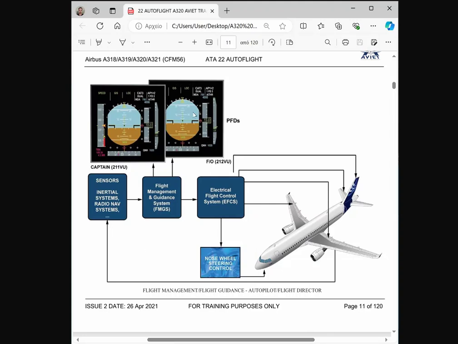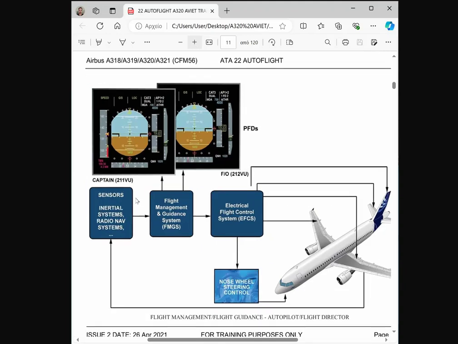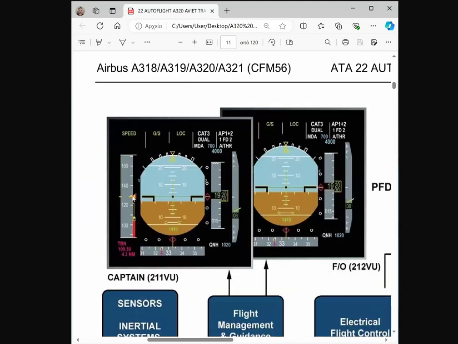So guys, these are the two PFDs. You see this magenta triangle here? This one is for the autopilot speed. And here is the magenta diamond. This is for the ILS, and also for the flight plan rules. It's not defined.